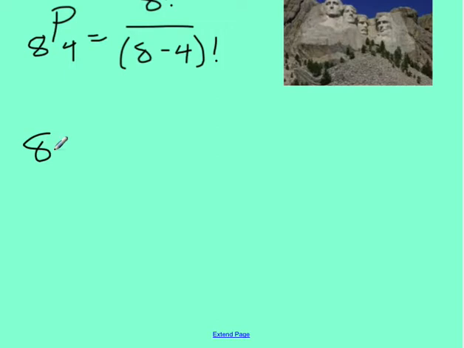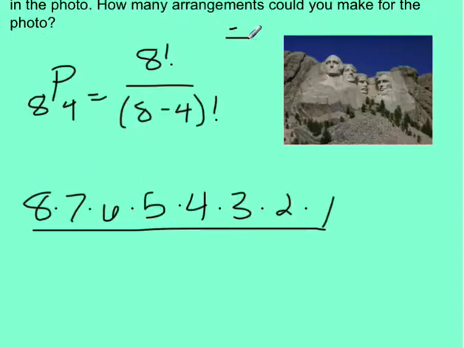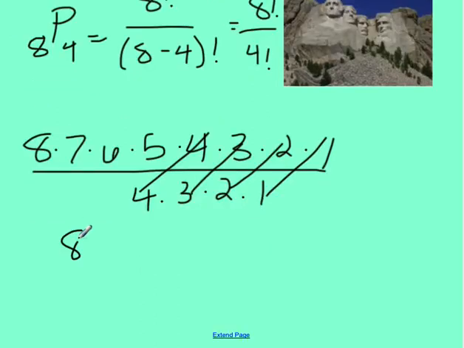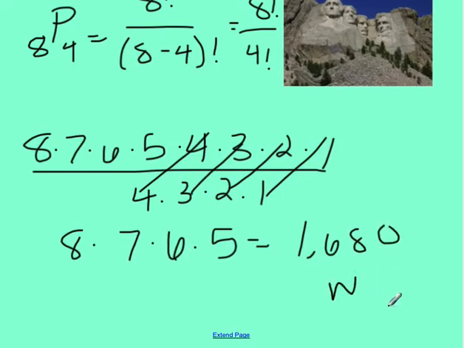So then we have 8 times 7 times 6 times 5 times 4 times 3 times 2 times 1 divided by, well, when you subtract 8 minus 4 factorial, you end up getting 8 factorial divided by 4 factorial. So then on the bottom I have 4 times 3 times 2 times 1. So let's cross those off. Then you're left with 8 times 7 times 6 times 5. So first of all, you multiply that out, you get 1,680 different ways you can arrange that photo.